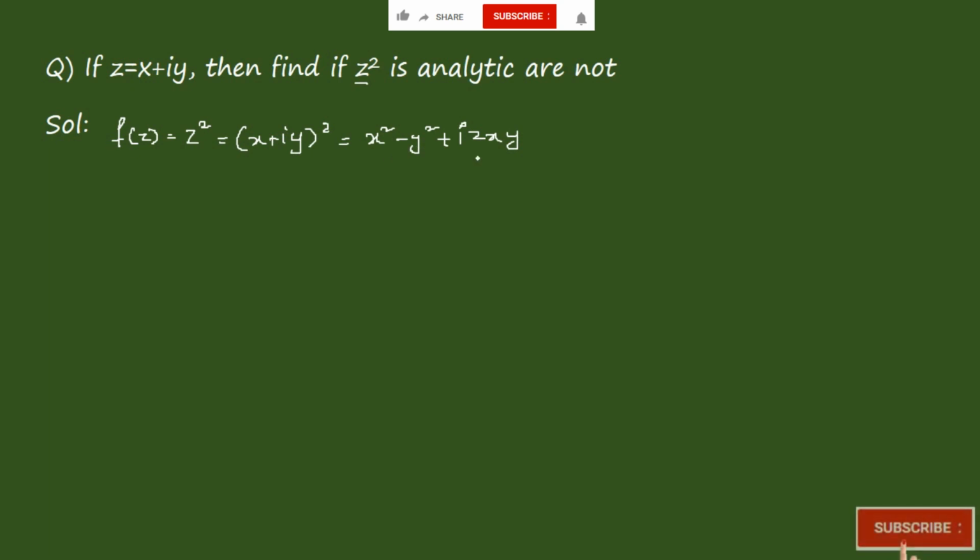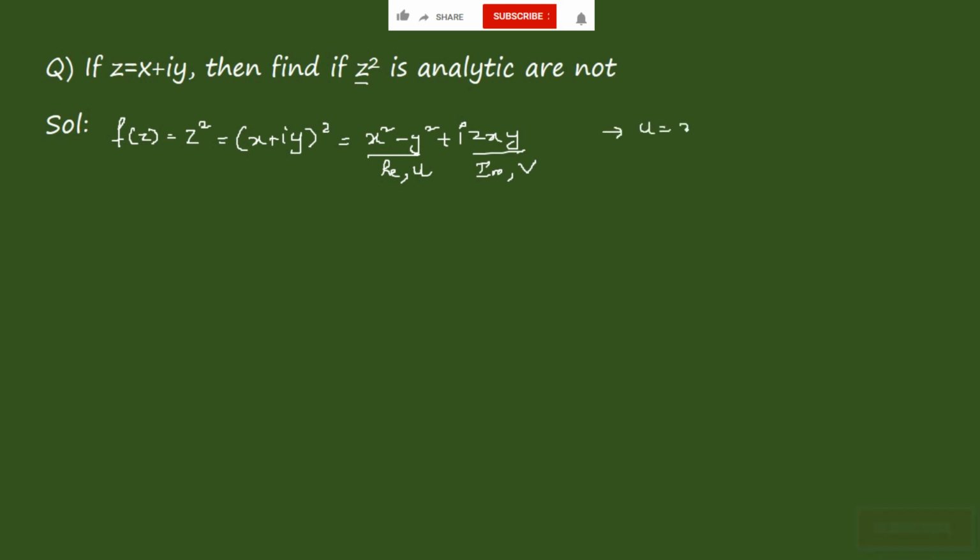Now we have to see whether this particular function is analytic or not. First, what to do is to find the real and imaginary parts. This is the real part, and this is the imaginary part. So this is nothing but u, and this is nothing but v. So we got the u and v values.